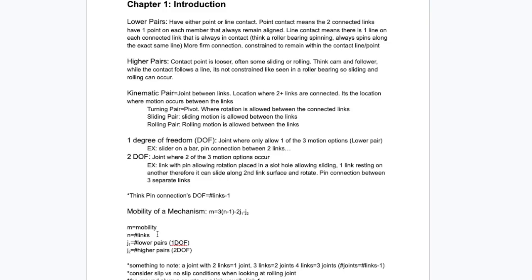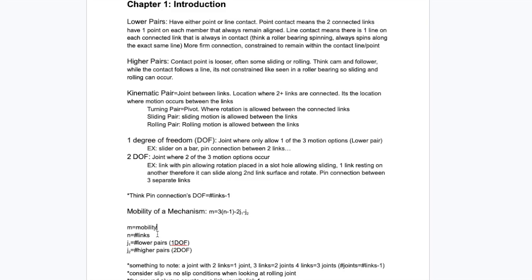So link 1 is the ground, always. Then you're going to count all your other links, the components, the bars, the gears, the rollers, all of those sliders. Each one of those items you'll see in the problems are additional links. Now, lower pairs and higher pairs. What are these?